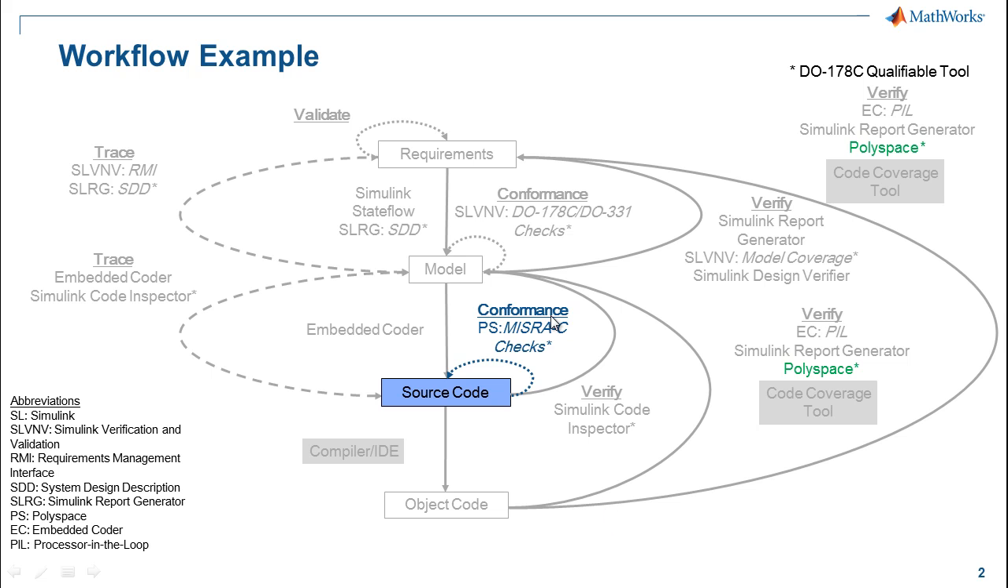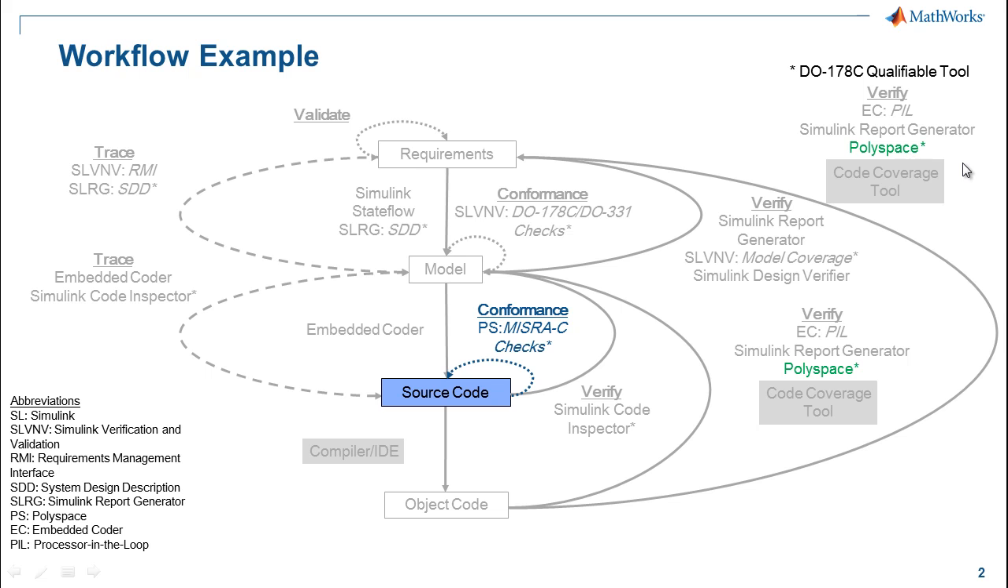The first, which is the next step in the series, would be this idea of the source code conforming to coding standards. We'll look at how Polyspace can help you with that, specifically by using the MISRA-C coding standards. Polyspace also shows up in the step of verification of the object code against the model here, and verification of the object code against the requirements here. And I'll talk about why that's the case.